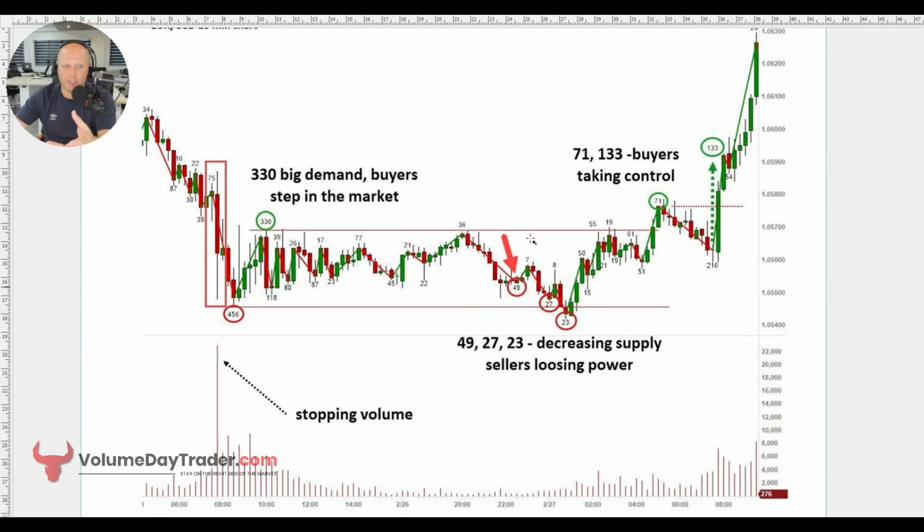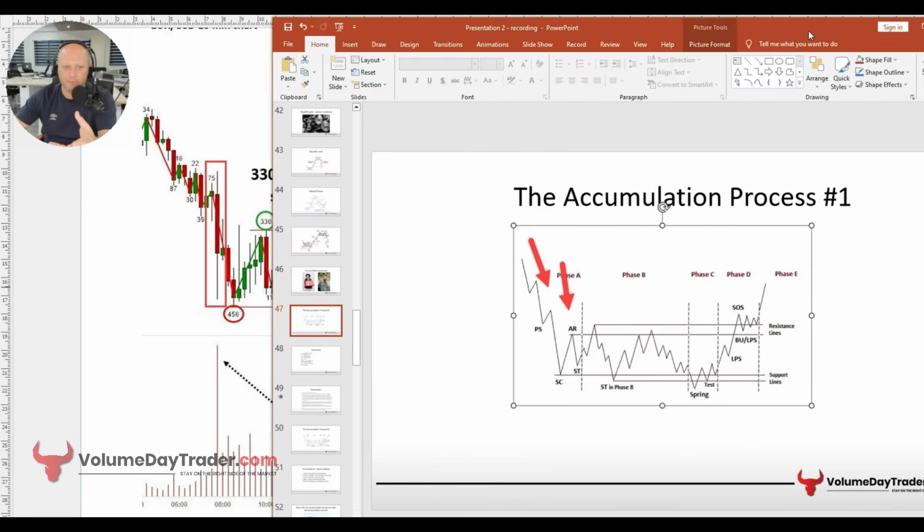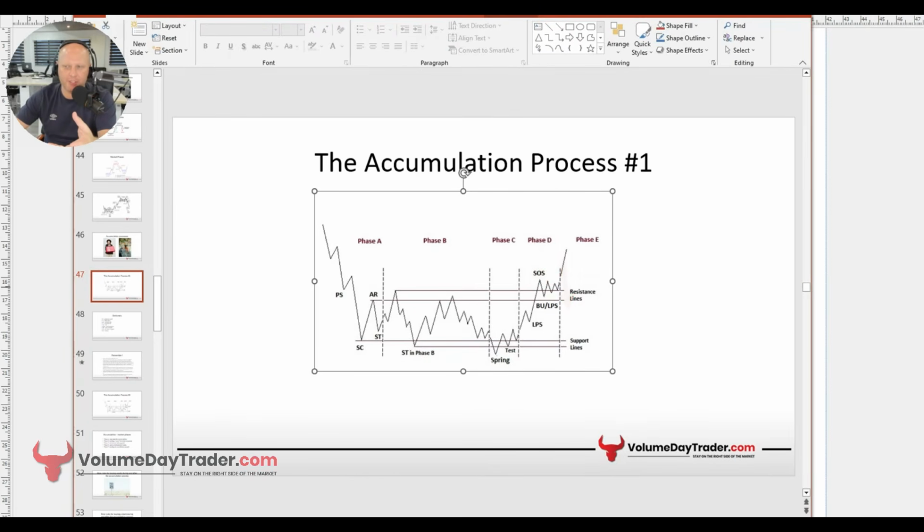So that's the accumulation process. That's the methodology, it is 100 years old and will always be relevant.